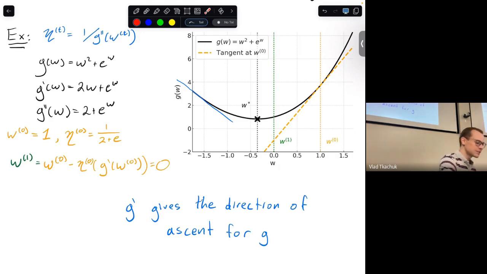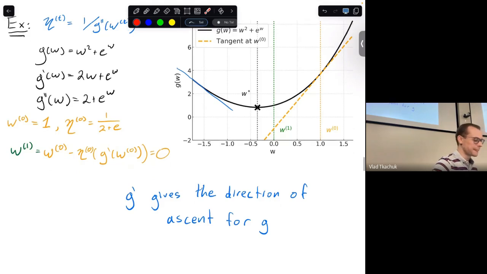And then I interpret this as telling me how large a step I am taking in that direction. This is why it's called the step size. If I make this big, then I'm taking a big step in the direction of descent, and if it's small, then I take a small step. Okay, so that's the intuition.